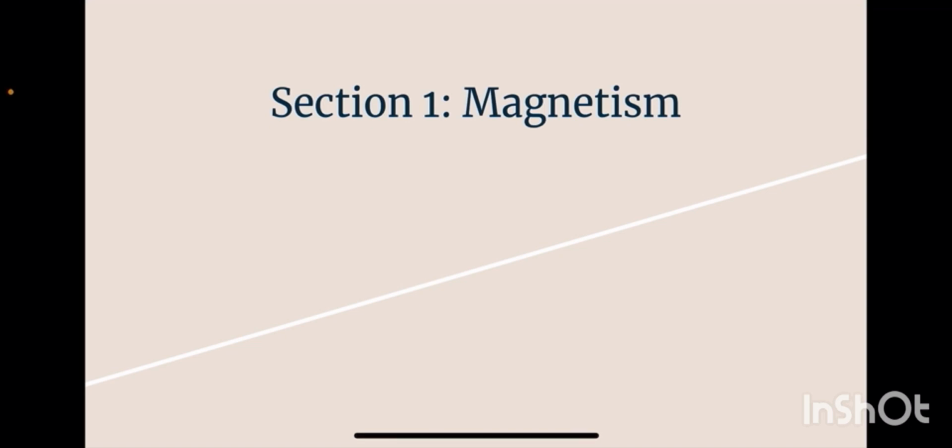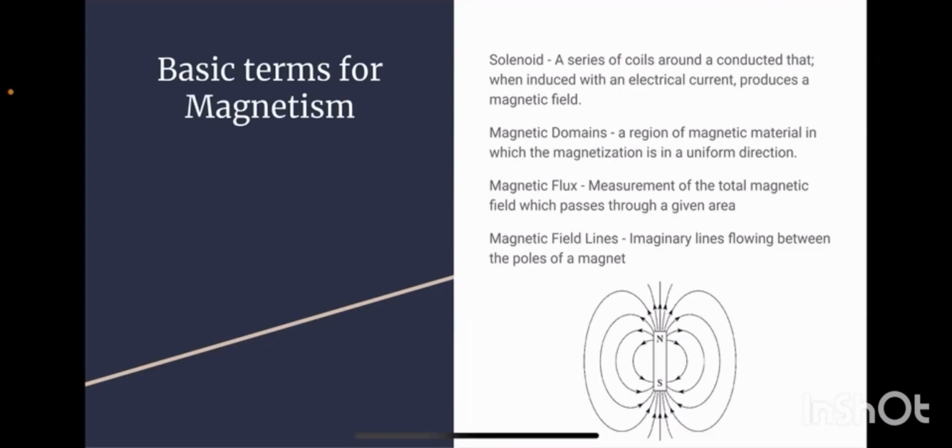Section 1. Magnetism. A solenoid is a series of coils around a conductor that, when introduced with an electric current, produces a magnetic field. Magnetic domains are regions of magnetic materials in which the magnetization is in a uniform direction. Magnetic flux is a measurement of the total magnetic field which passes through any given area. Magnetic field lines are imaginary lines that follow between the poles of a magnet. You can see magnetic field lines below.